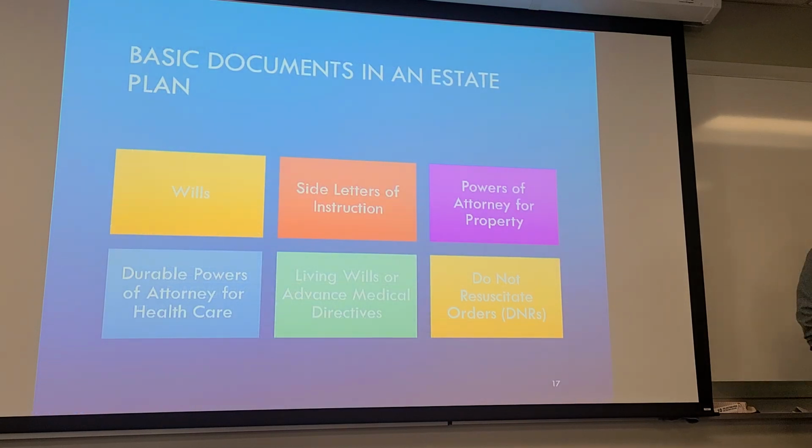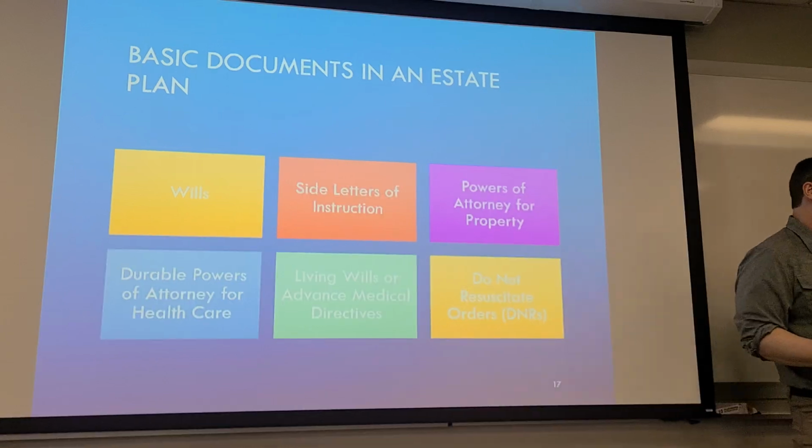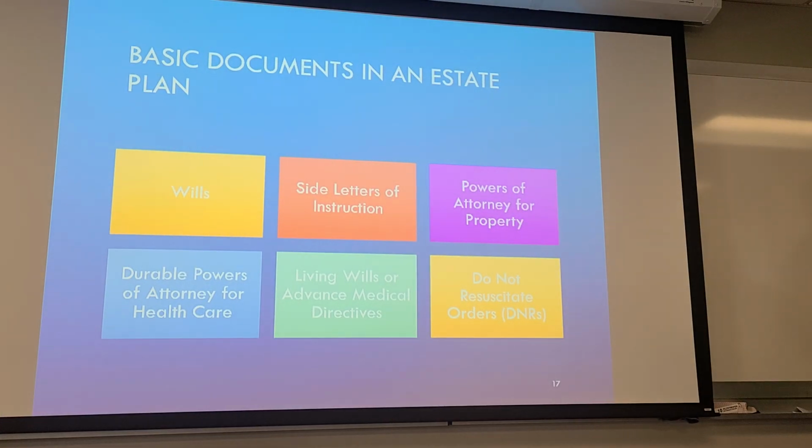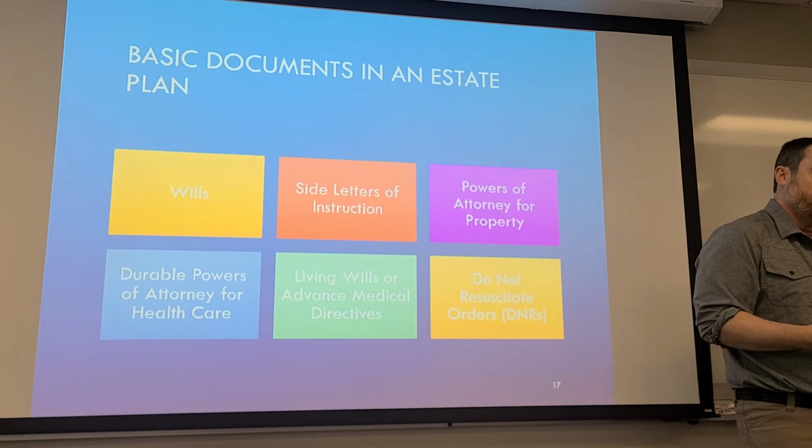Basic documents: we talked about wills, side instruction letters, which are not legally binding, powers of attorney for property and healthcare. Living will and advanced medical directive we haven't really talked about yet. Here we are looking at what do I want to have happen if I am in a coma. Do I want it to be a certain amount of time? Do I want there to be some signs of life, brain activity, whatever things I want to put in there? I can get as specific or general as I want, but I want my wishes to be clear.